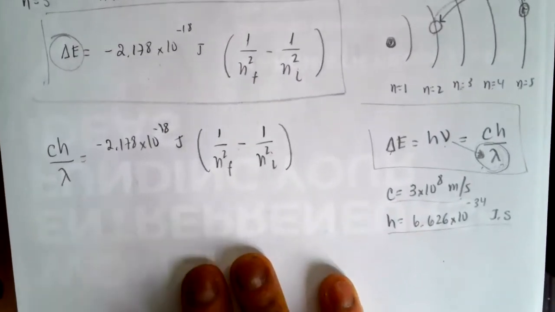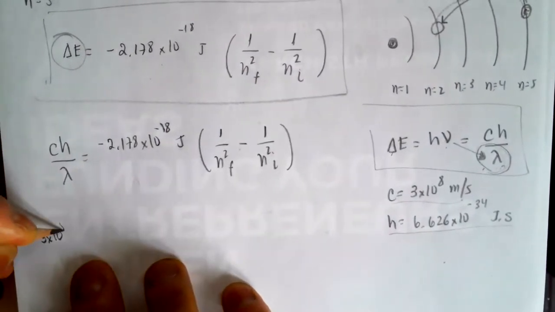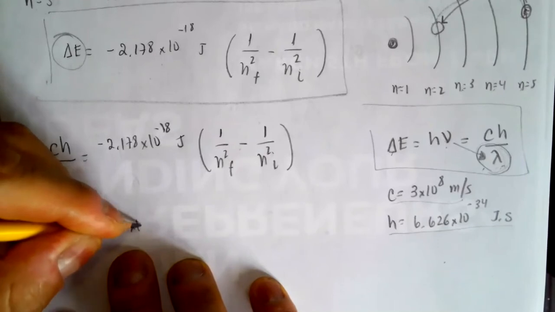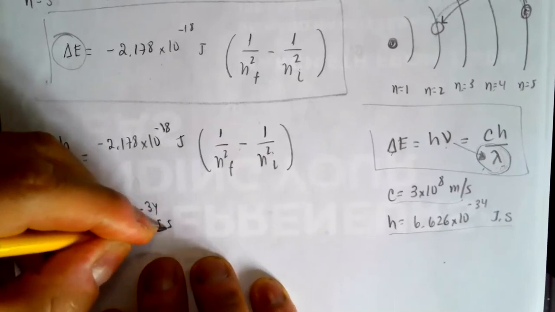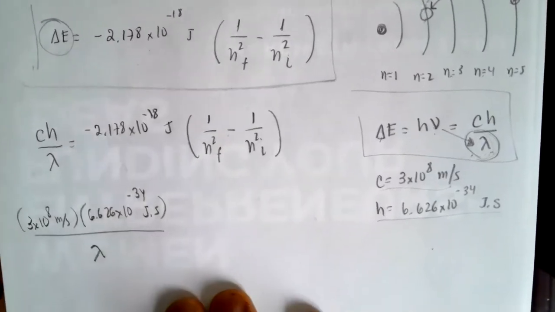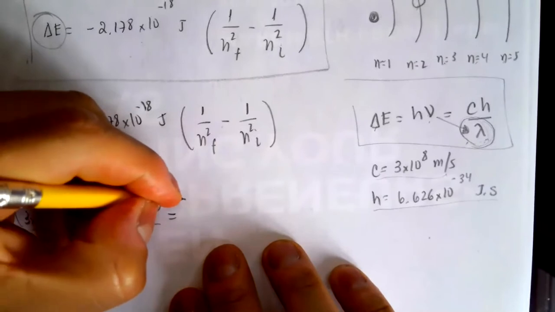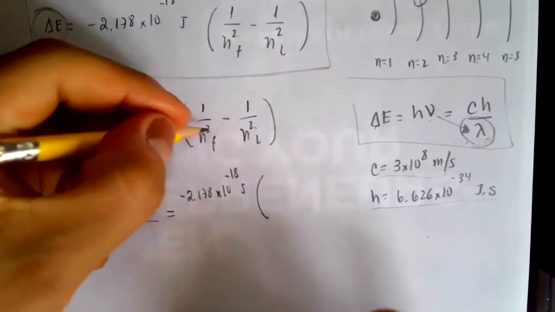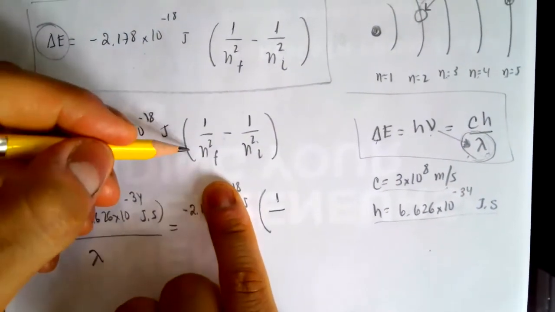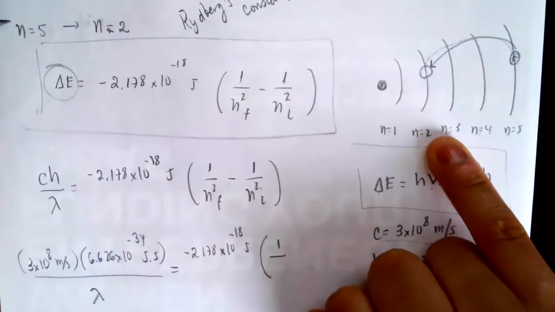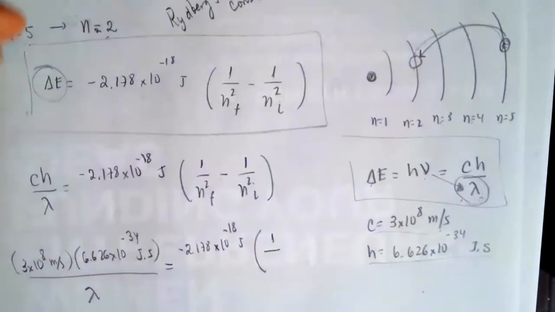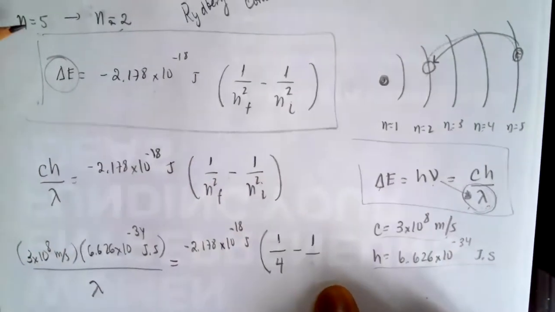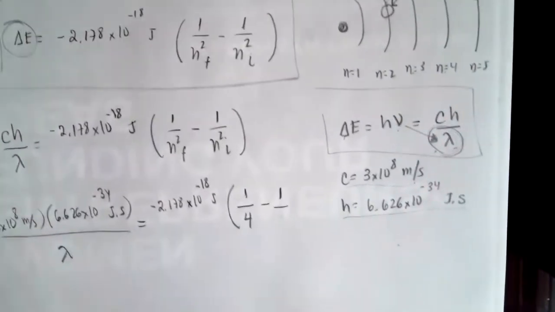Do I have all? Yes. c is equal to 3 times 10 to the 8 meters per second. h is 6.626 times 10 to the minus 34 joules times second, divided by lambda. That's exactly what I want to find out. Equal to Rydberg's constant, 2.178 times 10 to the minus 18 joules, times 1 over the final energy level. My final energy level is 2, because I want to go from 5 to 2. So 2 squared is 4, minus 1 over the initial energy level. My initial is 5. 5 squared is 25.